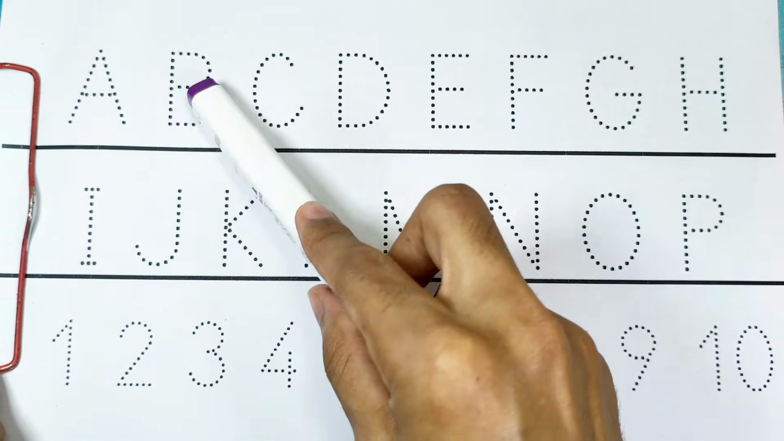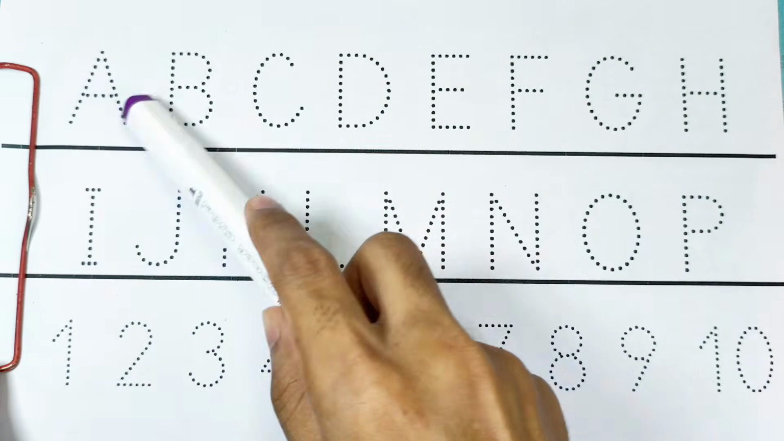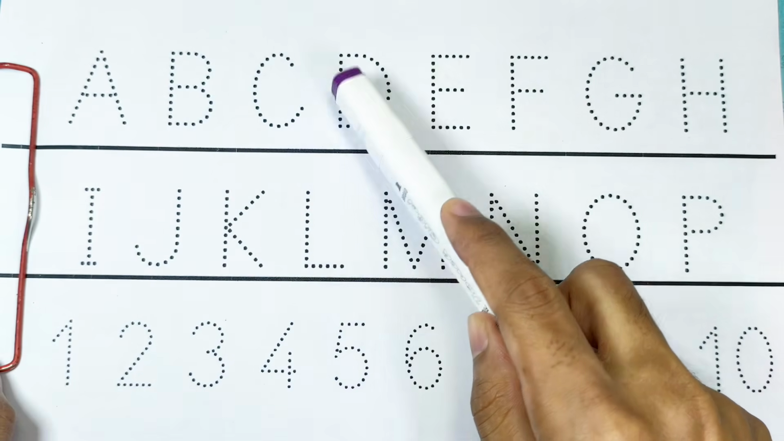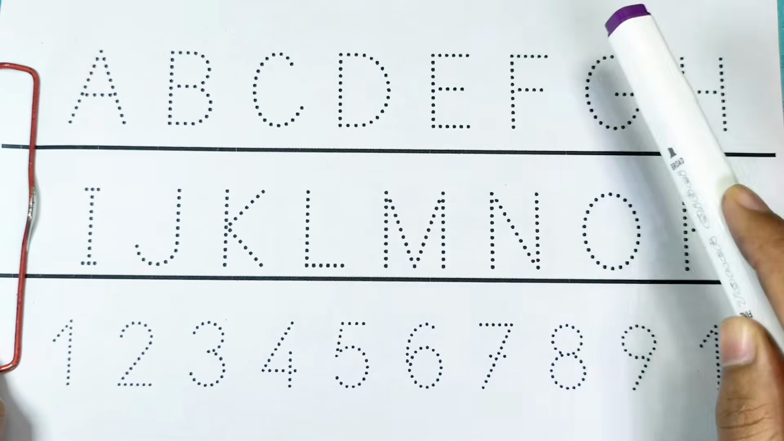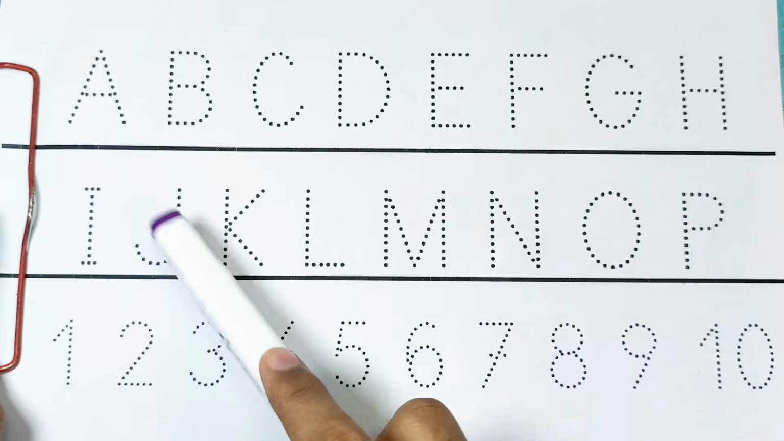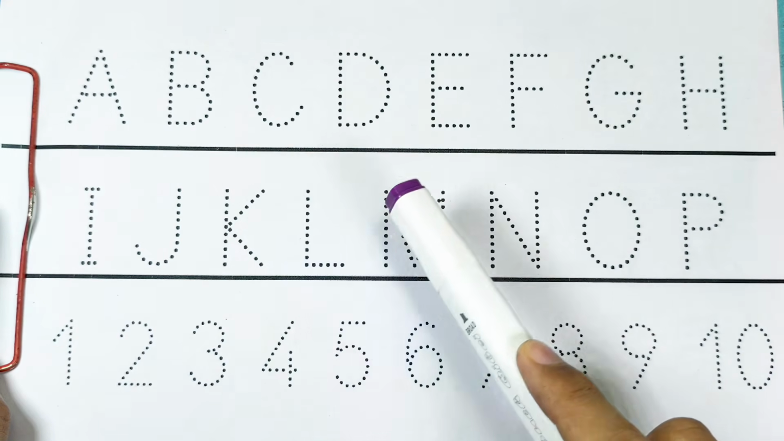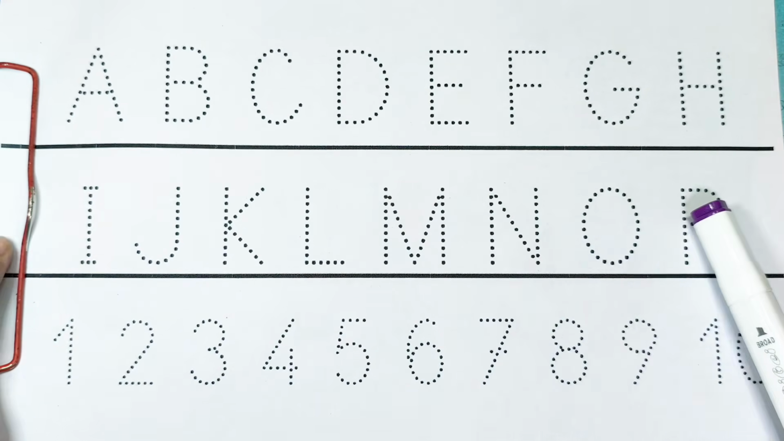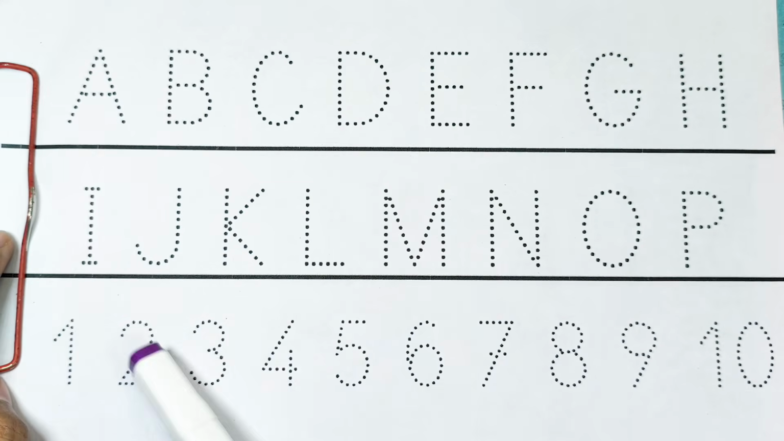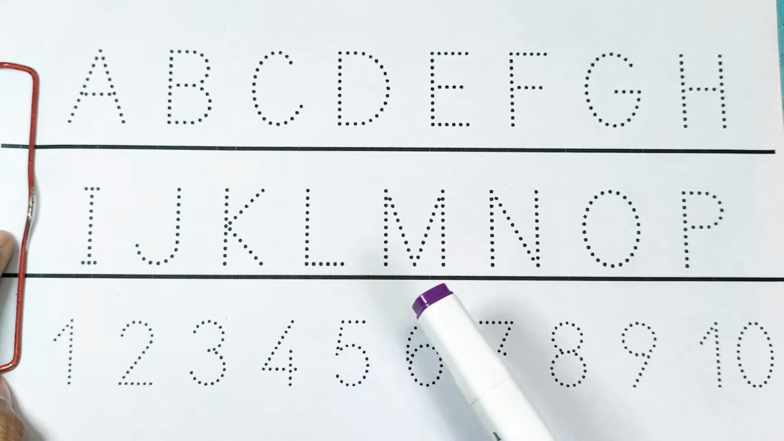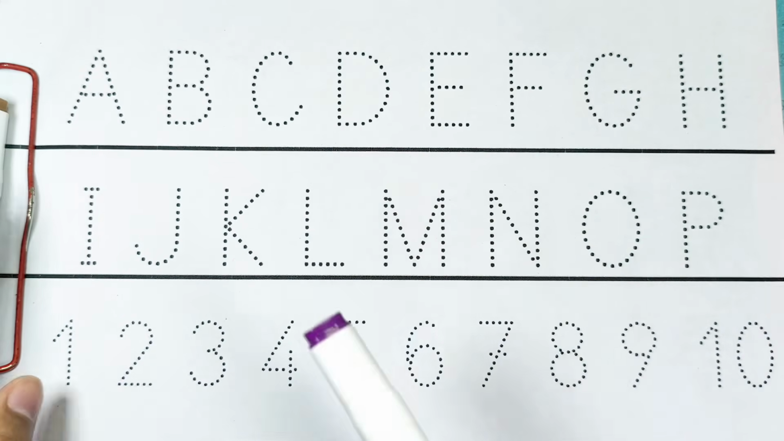Today we're writing capital letter alphabets and numbers. A, B, C, D, E, F, G, H, I, J, K, L, M, N, O, P. And numbers 1 to 10. 1, 2, 3, 4, 5, 6, 7, 8, 9. And the last one is 10.